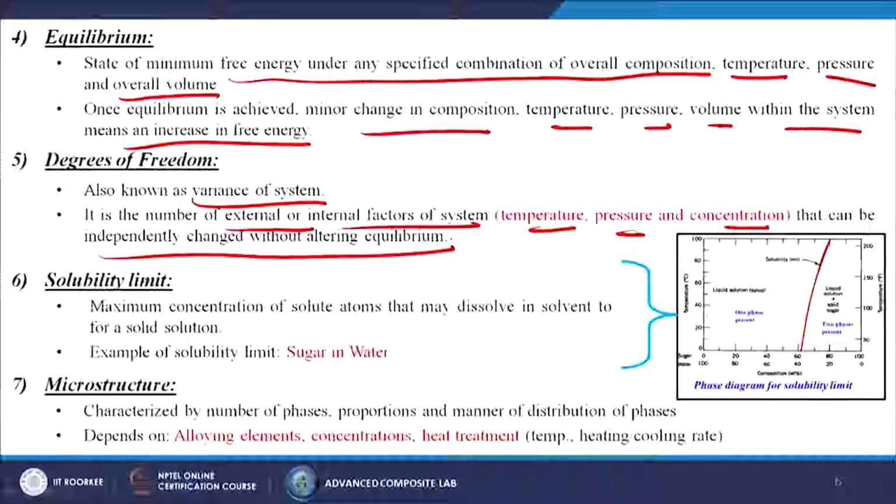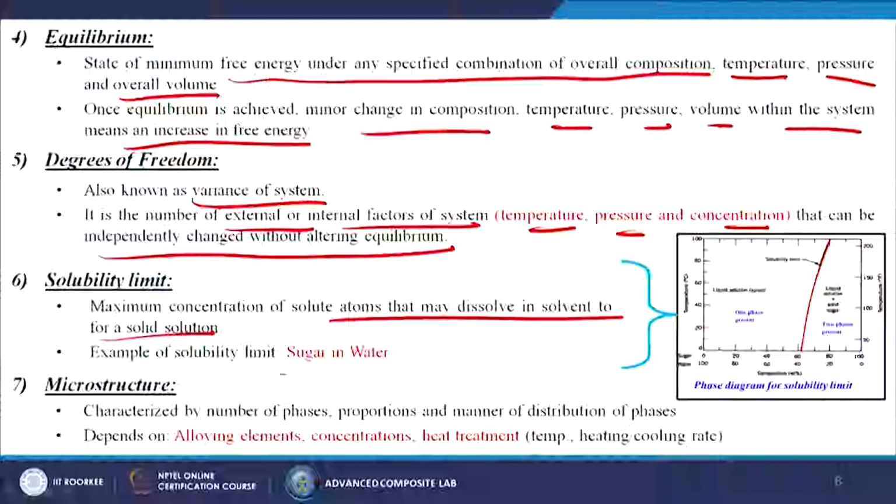Then the next one is the solubility limit, the maximum concentration of solute atoms that may dissolve in a solvent to form a solid solution. Say, suppose in water I am adding sugar. Here the sugar is the solute and the rest of the water is known as the solution.